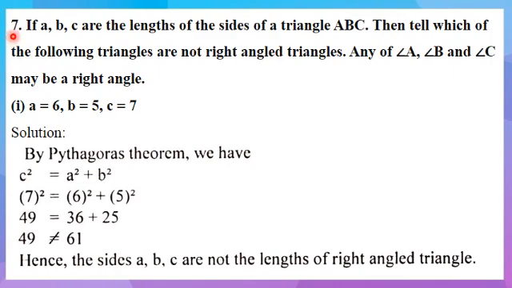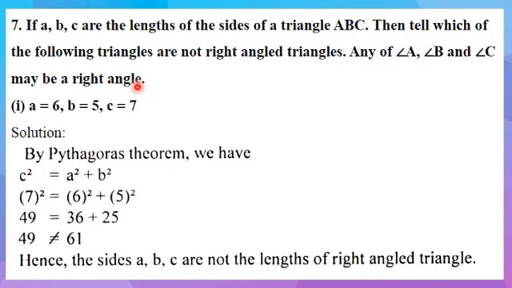Question number 7. If A, B, C are the lengths of the side of a triangle ABC, then tell which of the following triangles are not right angle triangles. Any of the angle A, angle B and angle C may be the right angle.